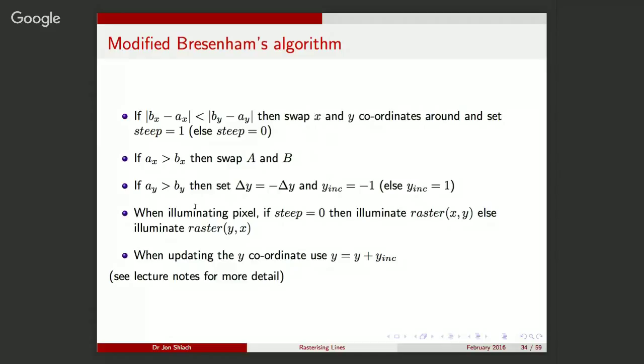When we're in the loop, if steep equals 0, we just illuminate our raster xy as normal. If steep is equal to 1, that would mean we would have swapped our x and y coordinates at the beginning. So we have to illuminate raster yx just to swap them back. And then when you update the y-coordinate, we update y with y inc. So this slide is essentially telling you how to do your assignment 10.